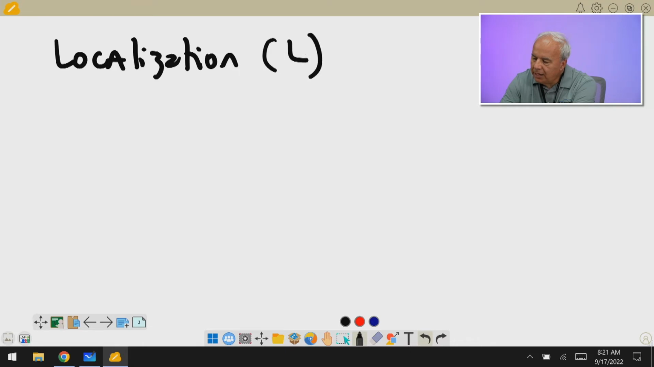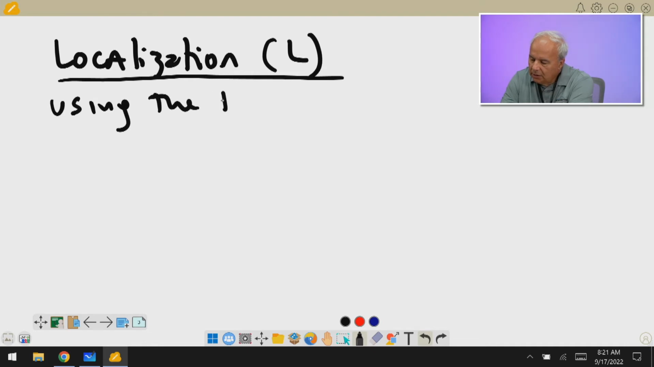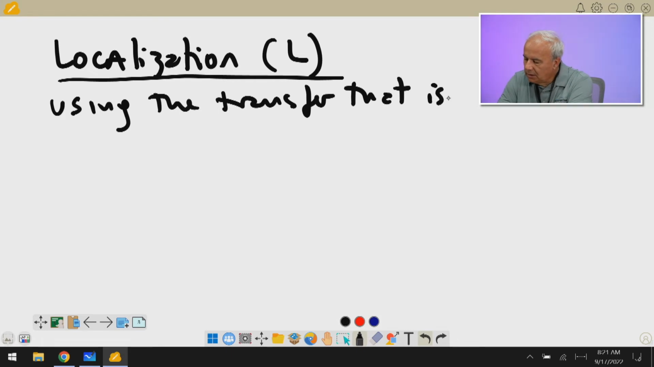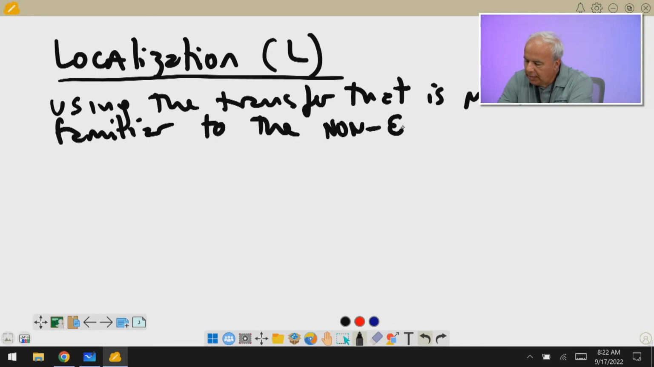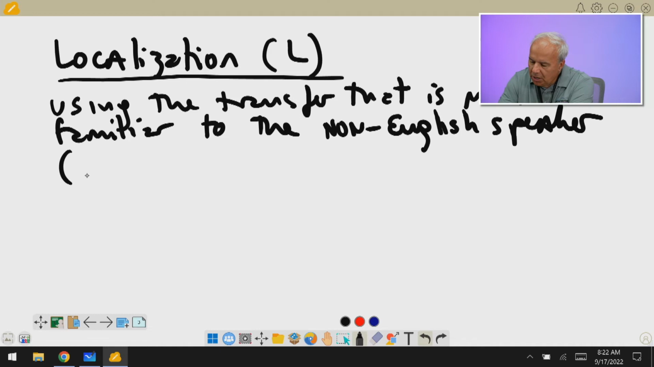Usually denoted by the letter L. And what localization is actually defined as is basically using the transfer that is most familiar to the, in this case it's English into Spanish, non-English speaker. And we're not talking about him, we're talking about the country where he or she comes from.